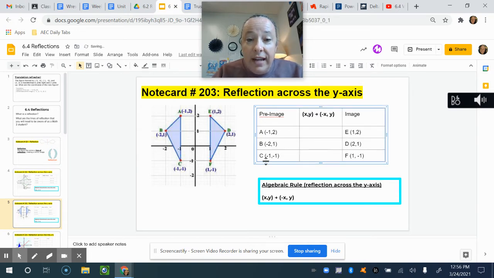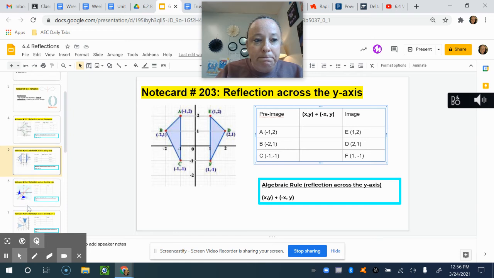Okay, so if you're not given the graph and you just ask, what would the reflection across the y-axis image point be? Just apply this rule to it. So if I was given the point (5, 2), it would be (-5, 2). And you can really think about it when you see it happen. The x value would change, but the y value would stay the same. So pause me and actually finish up note card 203.